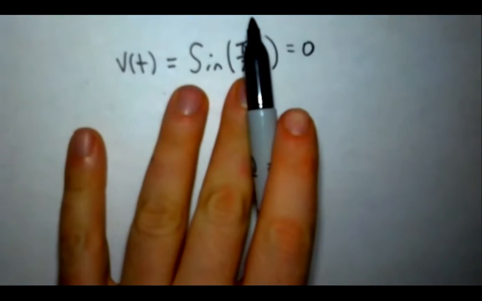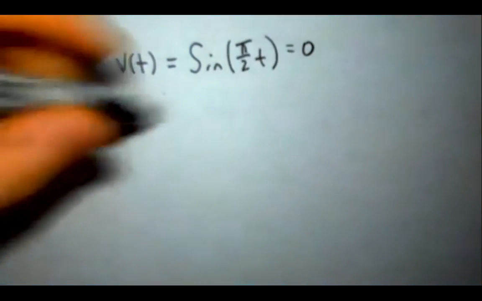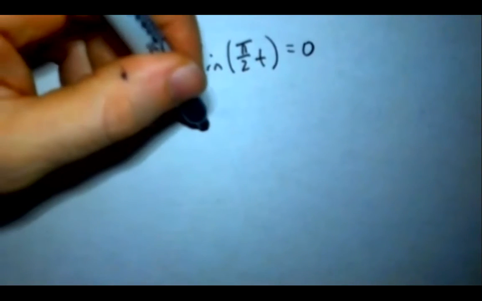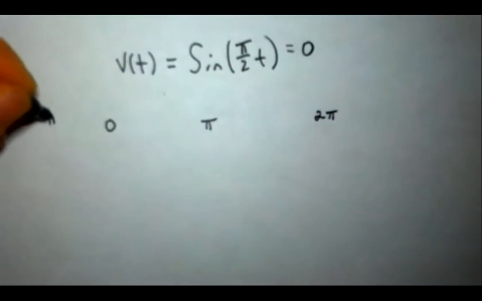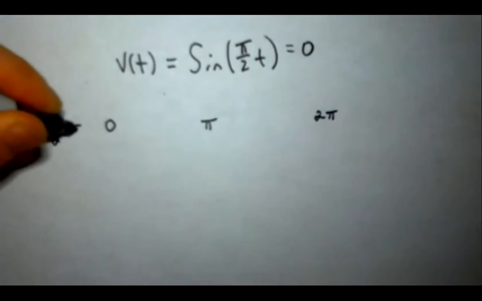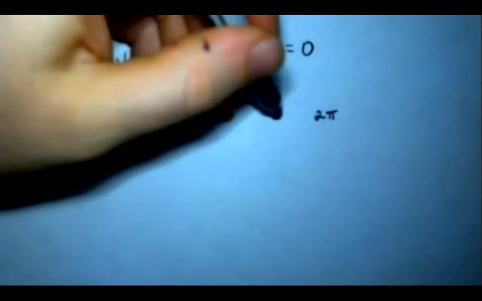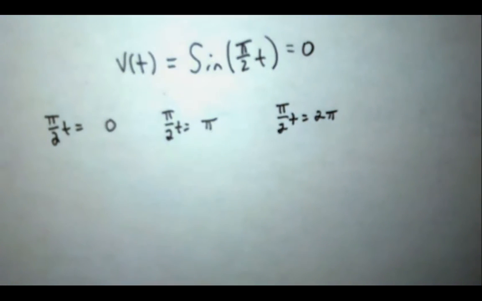Yeah, we cover up the angle, and then we ask where is sine equal to 0? And it should be at 0, pi, 2 pi. Then I uncover what I had covered up. Pi over 2t is 0. Pi over 2t is pi. Pi over 2t is 2 pi. Now we solve for each one.